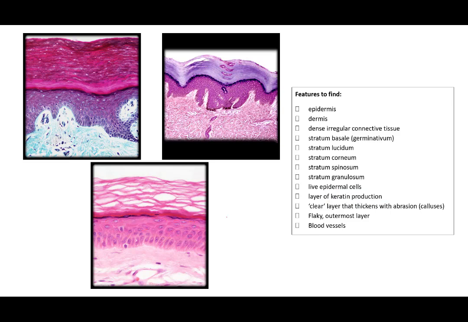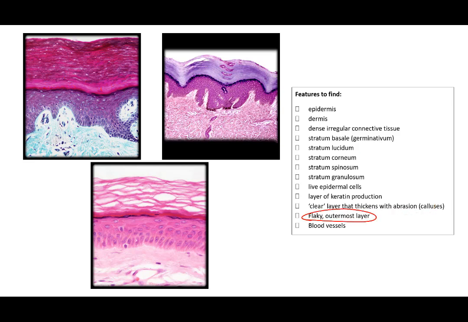It is only when it gets to the stratum granulosum that the keratin actually gels together and really creates this layer. And it's at this point that the cells are really dead. The clear layer that thickens with abrasion and calluses, that's going to be our stratum lucidum. And we see this here. I'm going to go stratum lucidum right there.